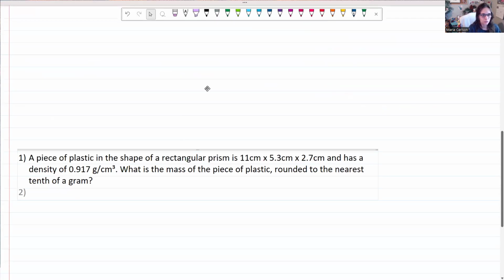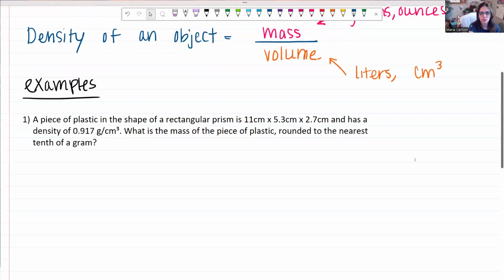First one: a piece of plastic in the shape of a rectangular prism is 11 centimeters by 5.3 centimeters by 2.7 centimeters and has a density of 0.917 grams per cubic centimeter. What is the mass of the piece of plastic rounded to the nearest tenth of a gram? So let's draw this. We have a rectangular prism. So the base of this is a rectangle like so. And the length is 11 centimeters. The width is 5.3, and then it is a height of 2.7, which is not that tall.